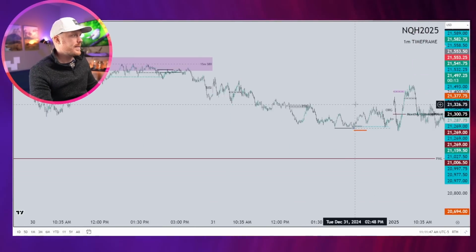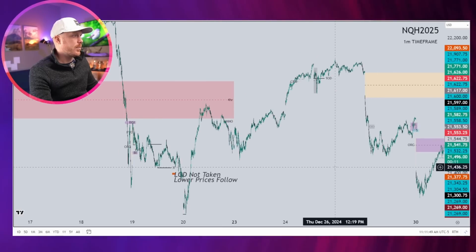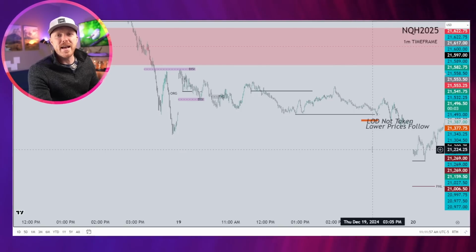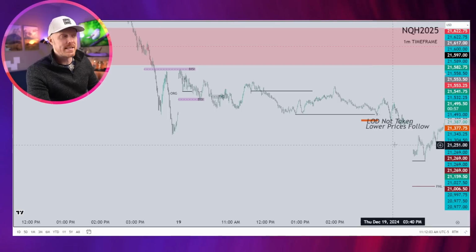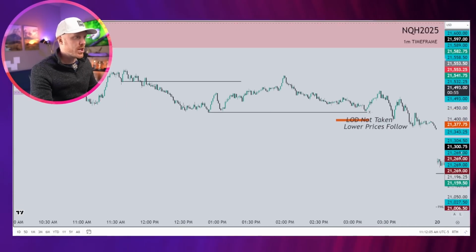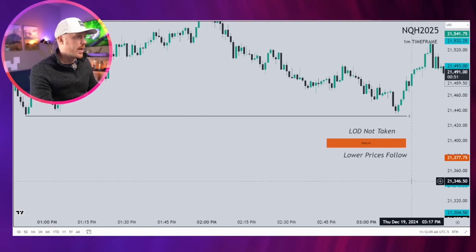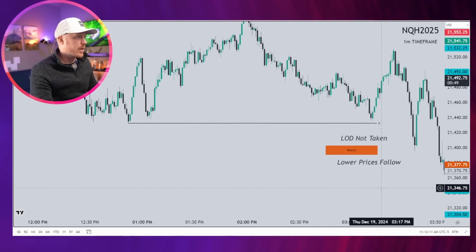Let's go and take another look at another example here. Now, this is very interesting. This example here validates my idea that the low of day is set, and if it doesn't happen, the low of day is not set. Okay, this was another one that just grabbed my attention. Take a look at this delivery in price.